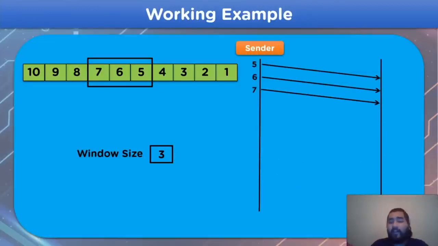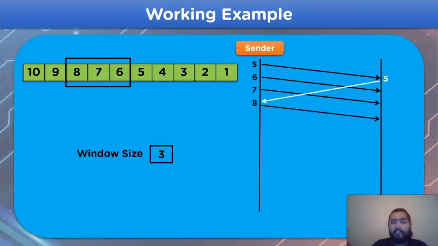According to the Go Back N ARQ protocol again, we will retransmit frame numbers 5, 6 and 7 to the receiver side from the sender side. After retransmission, frame number 5 will get acknowledged by the receiver side, and then we can share frame number 8 from the sender to the receiver side, and the positioning of the sliding window shifts from 5, 6, 7 frame to 6, 7 and 8 sequence number.